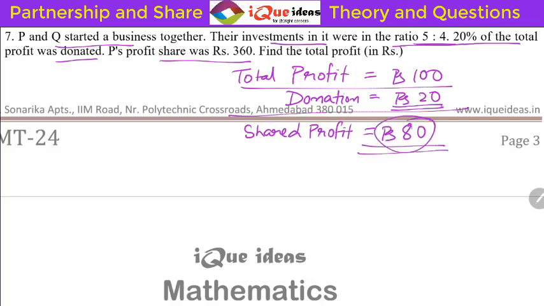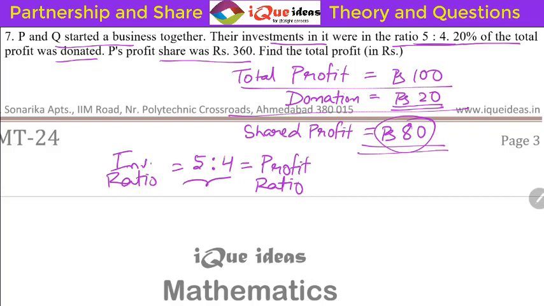Now this 80 rupees, how will it be distributed? Let's see. Their investment ratio is given as 5:4. Nothing is mentioned about time, so we assume that it is for the same time. For the same time, whatever is the investment ratio will become profit ratio. Okay, so profit ratio is also equal to 5:4. Now, out of this 80 rupees, how much should P get? For P it is this 5 and for Q it is 4. So P's share should be equal to 5 by 9 into 80. Now this is how much? This is 400 by 9.